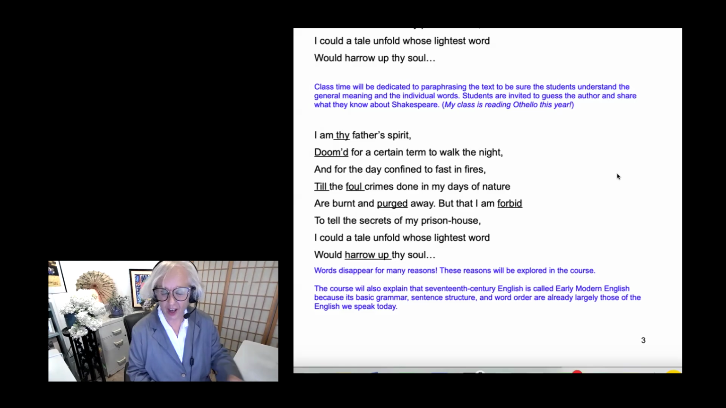So, class, please underline words that you see in the passage that we don't use anymore or that we use rarely. And they identify words that we just have dropped out of usage. And we recognize that the words that are underlined, like purged, forbid, harrow, foul, are still pronounced the way they were in Shakespeare's time, still pronounced the same way today.